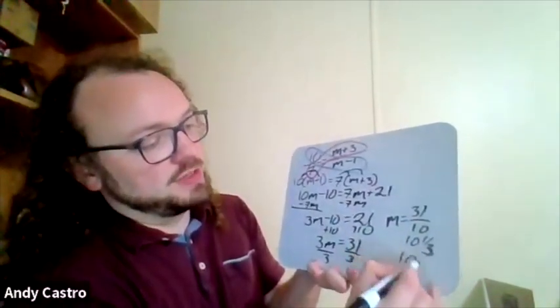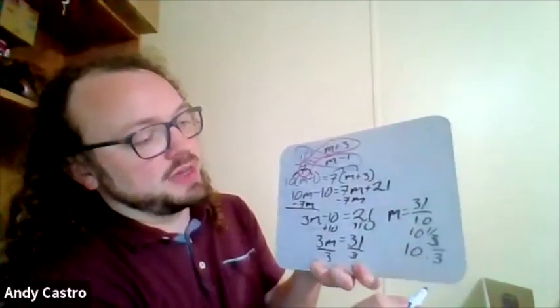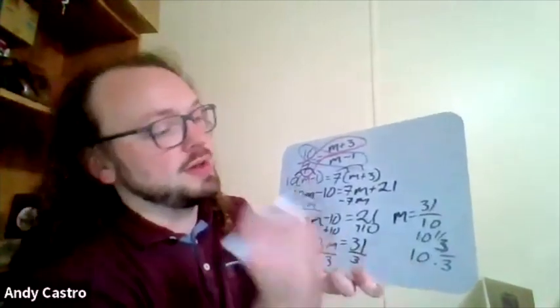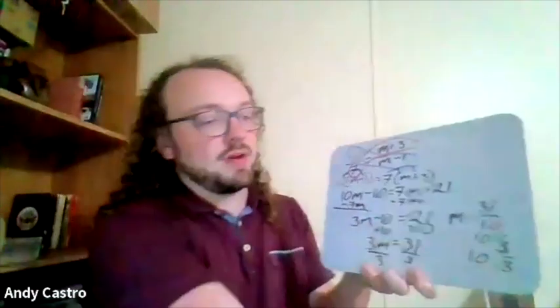If you want to be really fancy, you can write 10.3, but you have to have this line over it to show that it goes 10.33333333 and never ends.